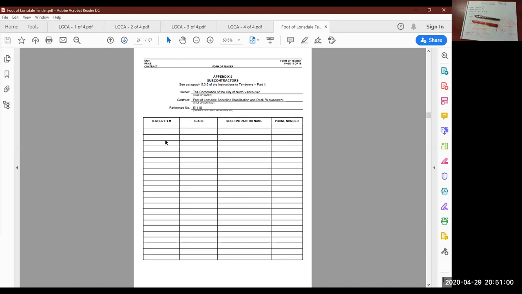Your list of subcontractors that you've carried in your tender. If you are intending on subbing out the paving, you would want to list your paving subcontractor here. So under trade, you would say asphalt, and under subcontractor name, you would say something like BA Blacktop.